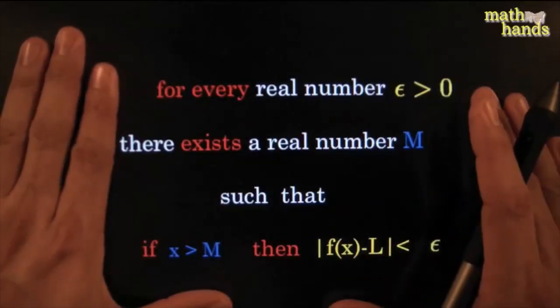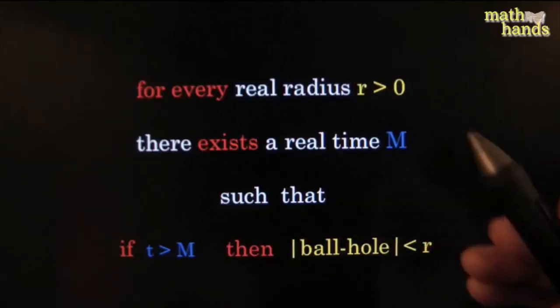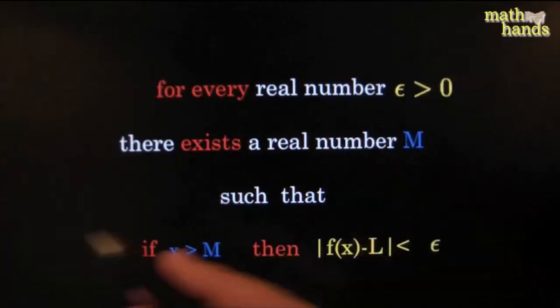We could call this R. We can rephrase the question. Okay, it gets within 1,000th of the foot, but does it ever get within R units of the hole? Within the radius R.